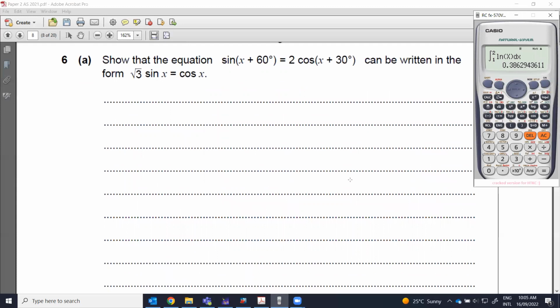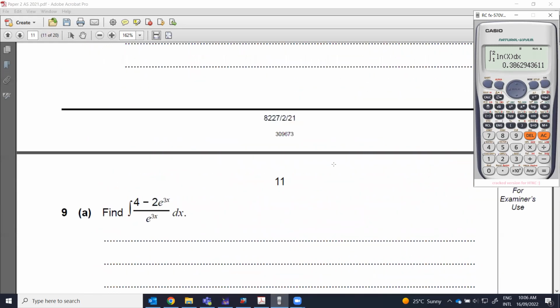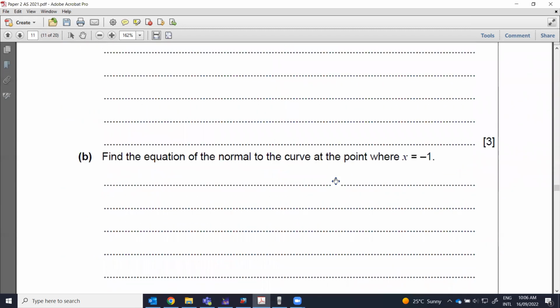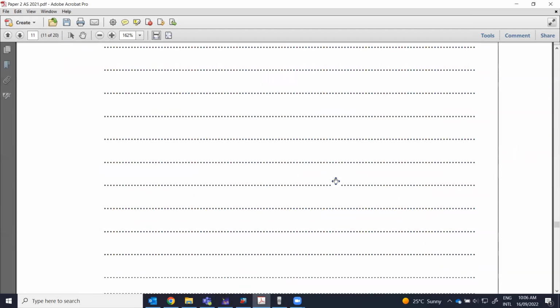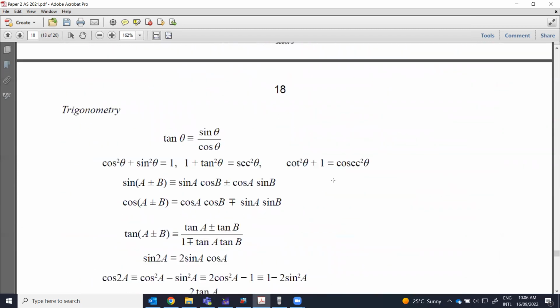So question 6, show that the equation sine of (x plus 60) is equal to 2 cos of (x plus 30) can be written in the form square root of 3 sine x is equal to cos x. So we're going to use some of our sum and difference identities. Let me see the ones that are provided at the back. Even if they are not provided, I believe you are expected to know them, but here they are. So these are the sum and difference.